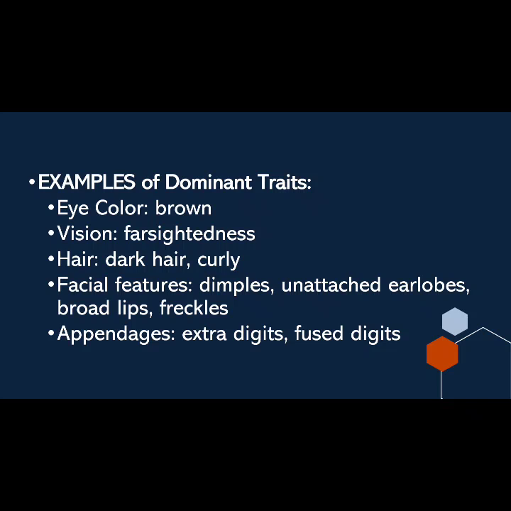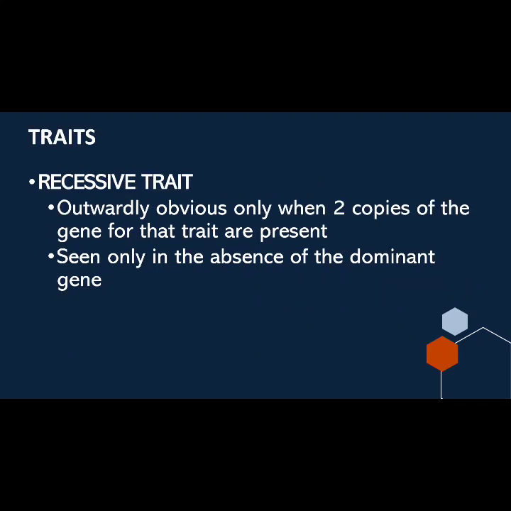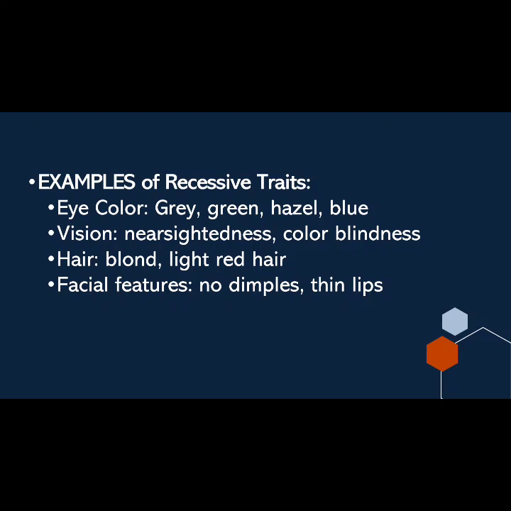Then for your recessive, the trait is outwardly obvious only when two copies of the gene for the trait are present. You inherit two copies of your recessive gene, and it is seen only in the absence of a dominant gene. Examples are gray eye color, light red hair color, and the rest.